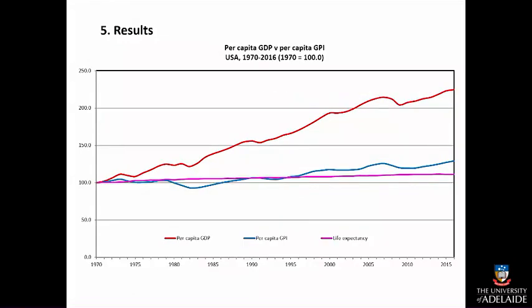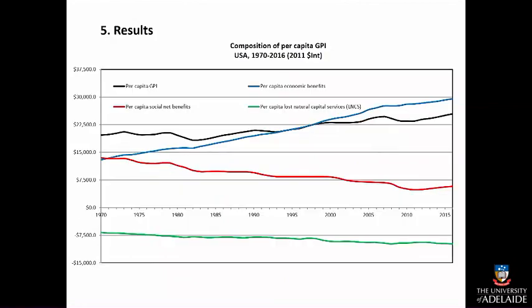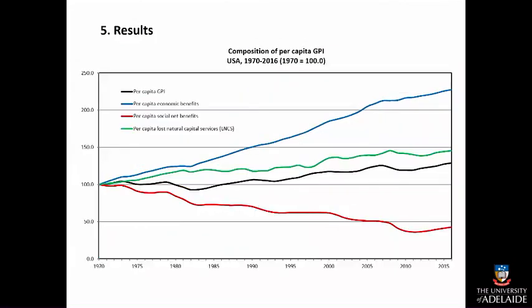If we set them all at an index value of 100, you get an idea of the comparative change in per capita GDP and per capita GPI. Then there are the components. The black line is the per capita GPI. The blue line is per capita economic benefits. The economic benefits on a per capita basis are still rising. Per capita social net benefits are declining, and the per capita lost natural capital services, being costs, are also increasing. You can also set them at an index value to get some idea of what's happening to them in a relative sense.